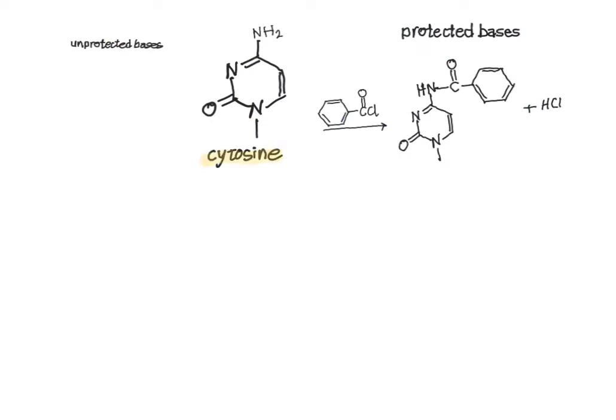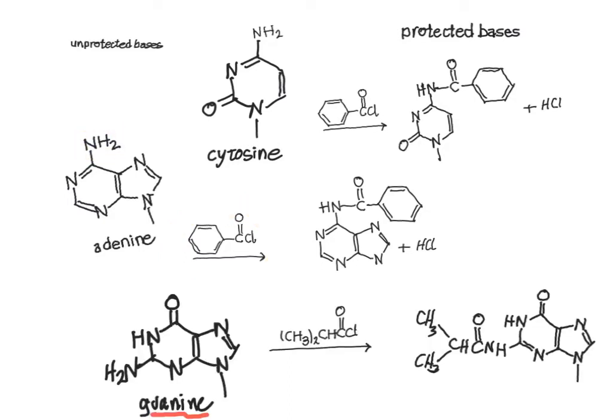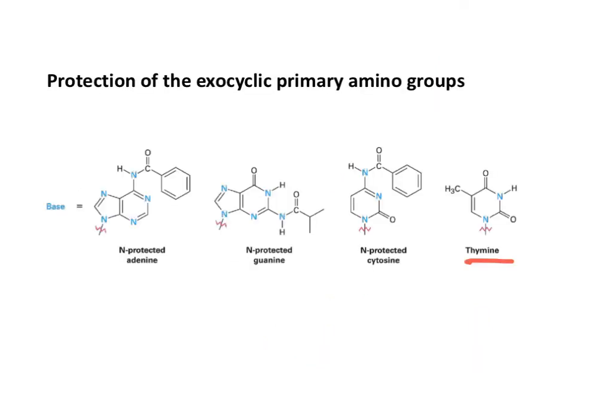Cytosine is protected by reacting the primary amino group with benzoyl chloride, and we see as a product an amide. Also, benzoyl chloride is used to protect adenine, and guanine is protected by isobutyryl chloride. In all three cases, we have protected the primary amino groups with the formation of an amide. Thymine does not need protection because it does not have a primary amino group.